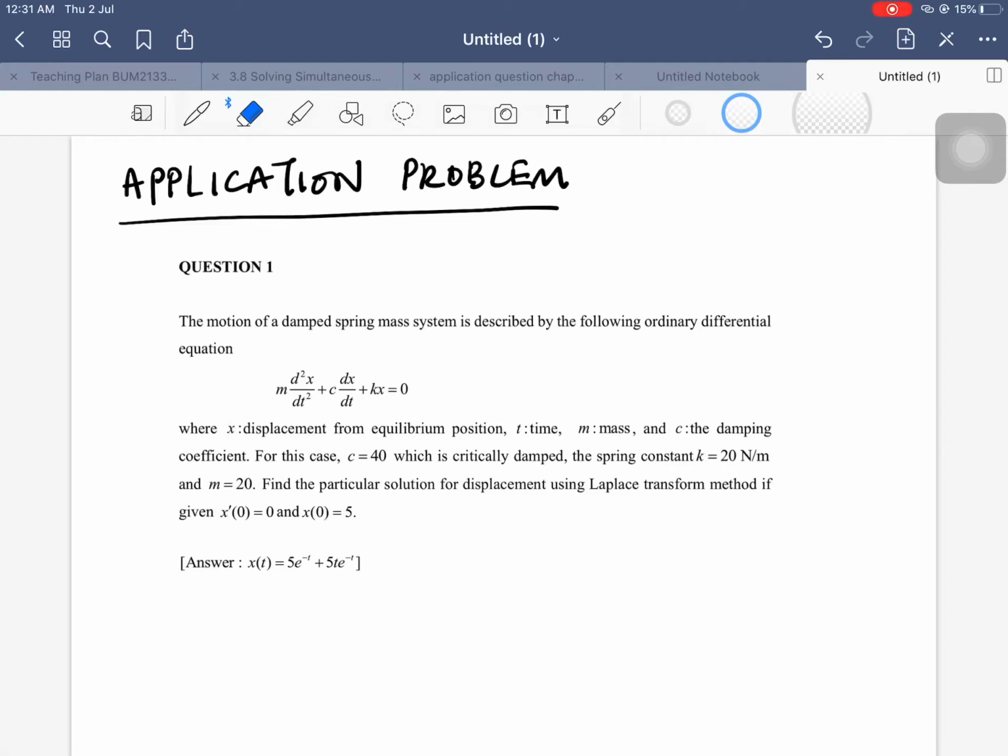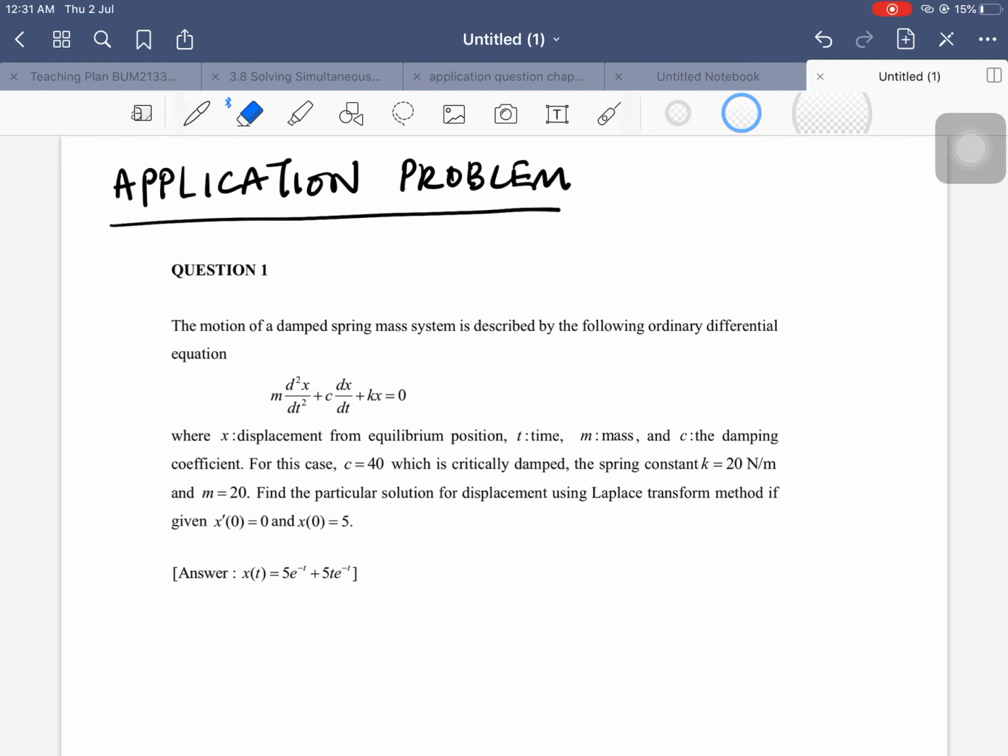Alright, now that we're done with chapter 3, let's talk about application problems, like what kind of example you might come across that you can solve by using a Laplace transform. This is actually a previous final exam question that I purposely selected to show you the application of Laplace transform. Here, the motion of a damped spring mass system is described by the following ordinary differential equation.